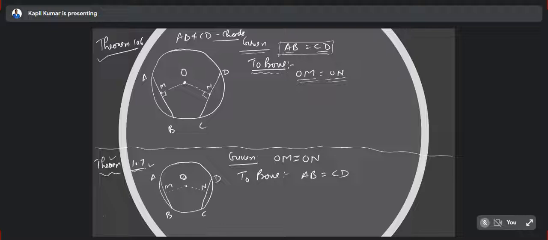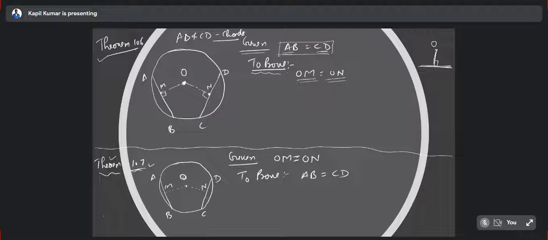So if you take the distance of this chord from the center, it will be OM, because for the distance of a line from a point, we need to drop a perpendicular. This will be the distance of any line from a point. So we drop a perpendicular on AB and a perpendicular on CD. Now these are the distances of the chords AB and CD from the center. So we are required to prove that OM is equal to ON. Now you got it?